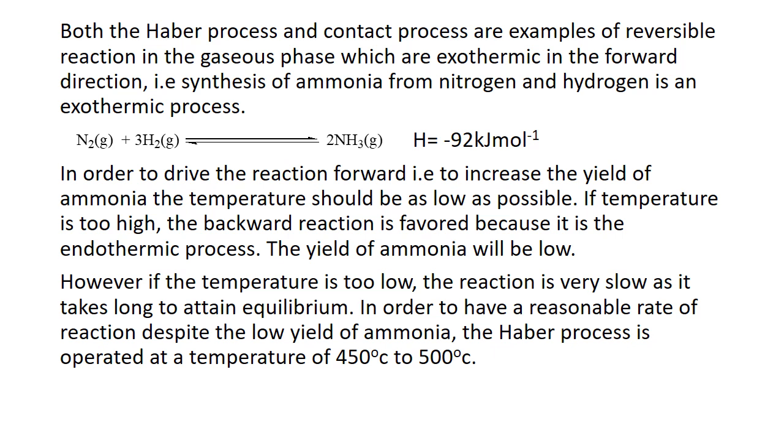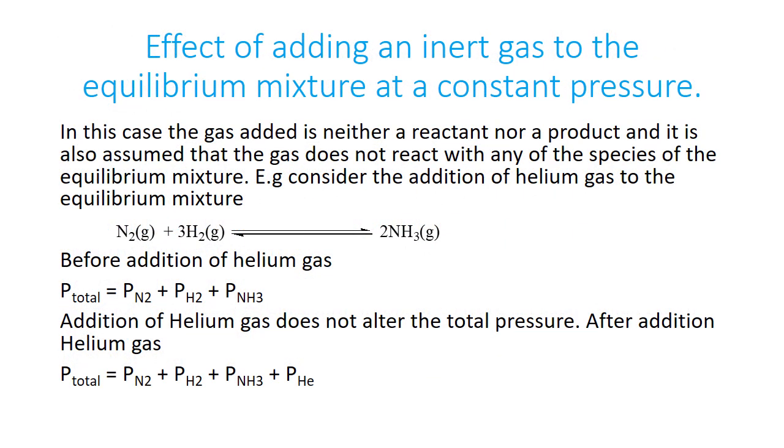That means for the Haber process and the contact process, whereby the reactions are exothermic, these are favored by a decrease in temperature. So the Haber process has to be operated at around 450 degrees Celsius to 500 degrees Celsius, so that we can have a reasonable amount of ammonia formed. If we increase the temperature, then we shall be decreasing the amount of ammonia collected.